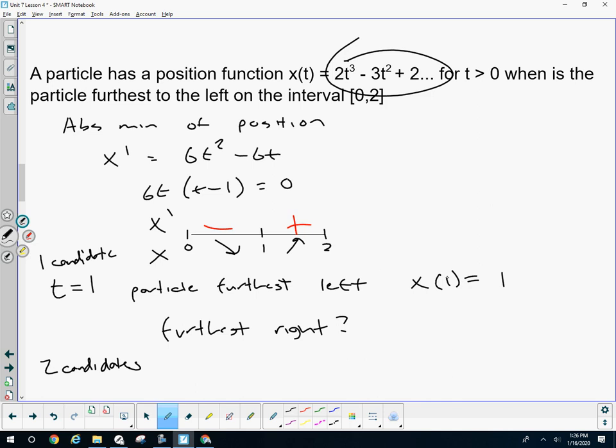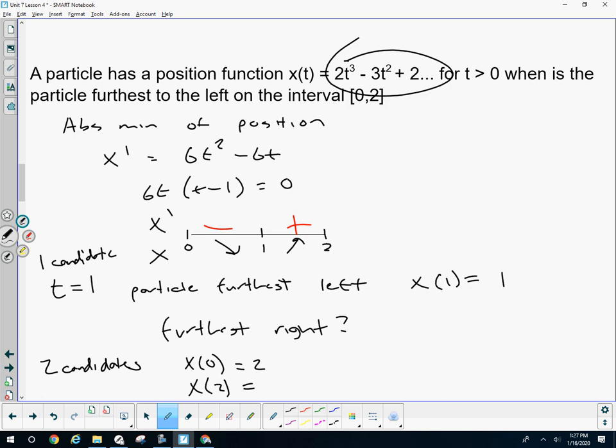Not going to be at 1, I know that. It could be at 0. It could be at 2. In the last situation, we thought it would be at the right endpoint. Let's see. Is it at the left endpoint here?